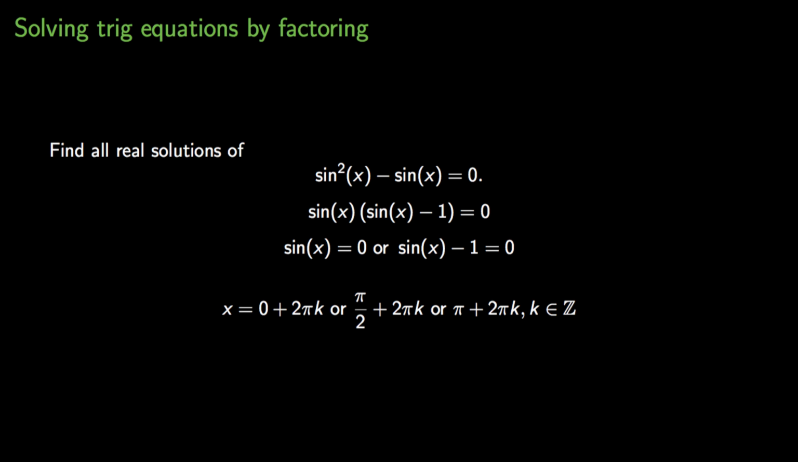And so what I'm going to do is write them down in three different sets. I have 0 plus 2 pi k, pi over 2 plus 2 pi k, or pi plus 2 pi k, where k is any integer. That's exactly what I'm going to write, and I'm going to be done with this problem. So remember, if you see a big old trigonometric equation like that, maybe you can try factoring to solve, especially if you see equals 0.